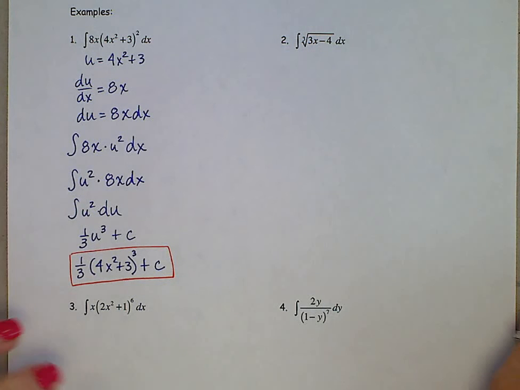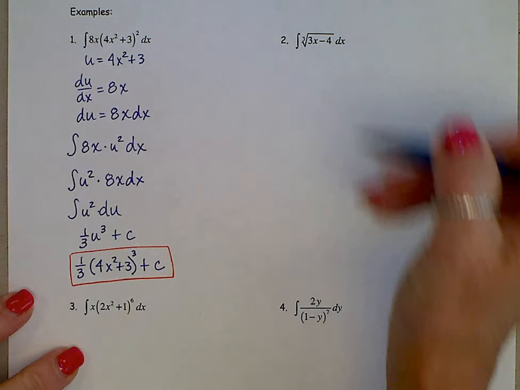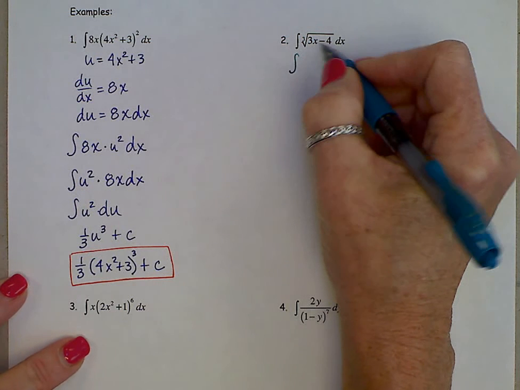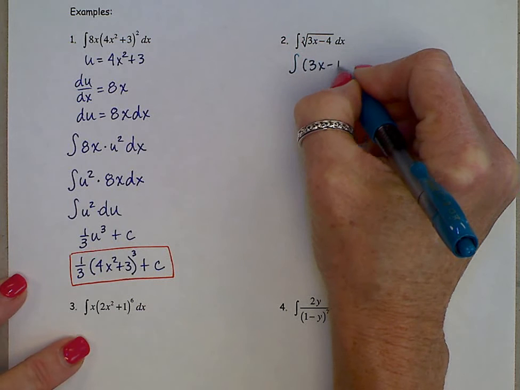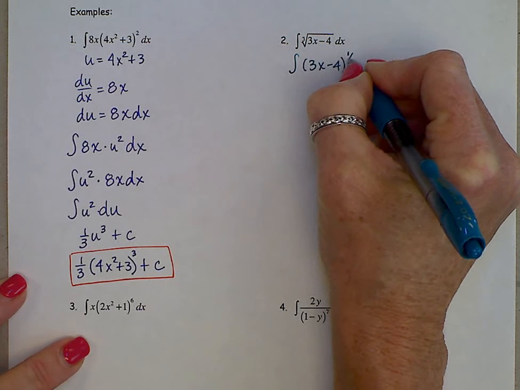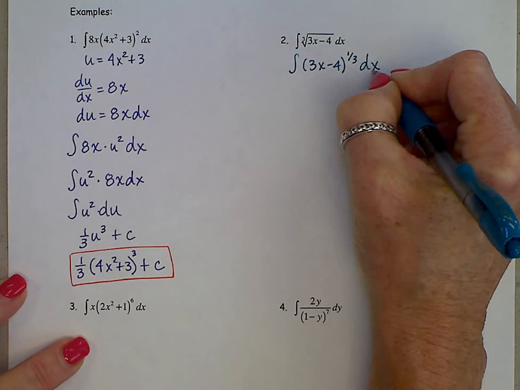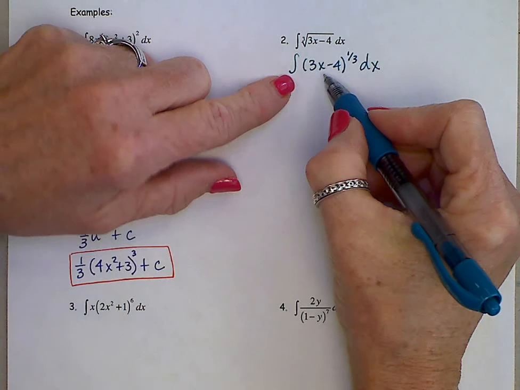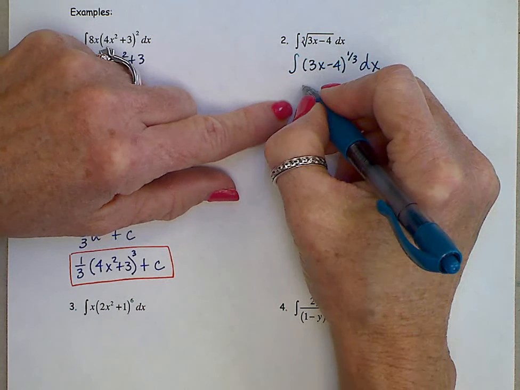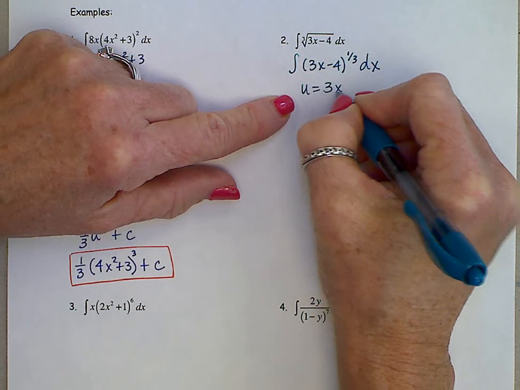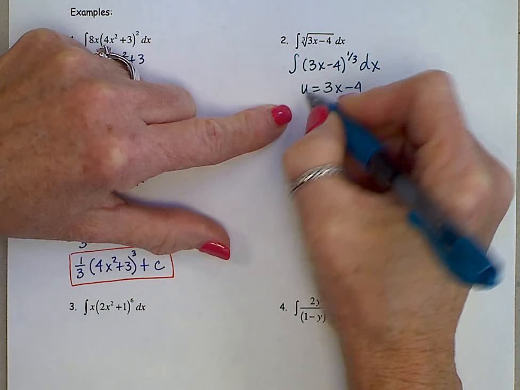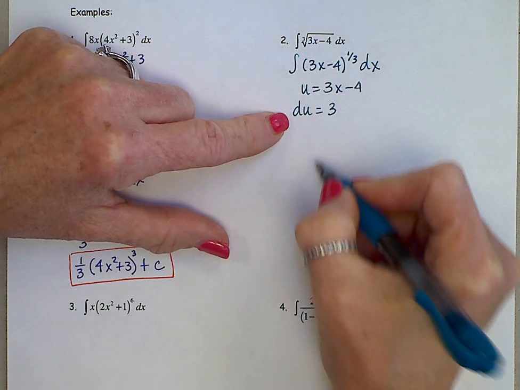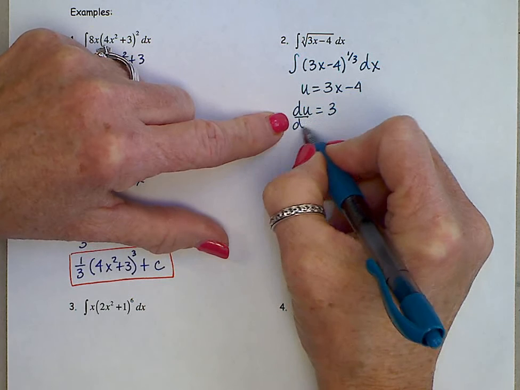Looking at this next one, let's start off by rewriting this cube root as the quantity 3x minus 4 to the 1/3. Generally, when we have a quantity that's raised to a power, that is our u. So we'll use u is 3x minus 4. Du then, the derivative here is just 3. Oops. Du dx is 3.